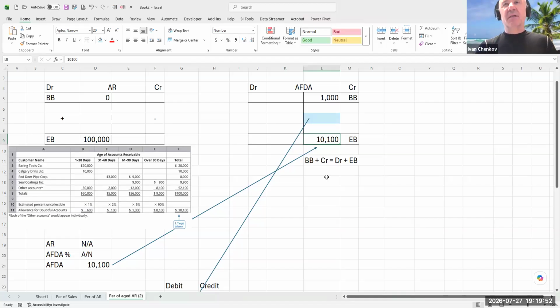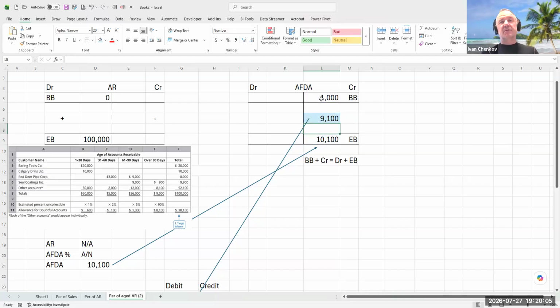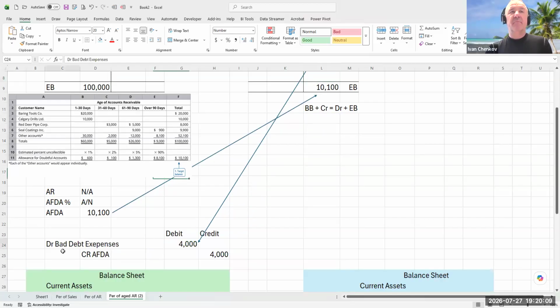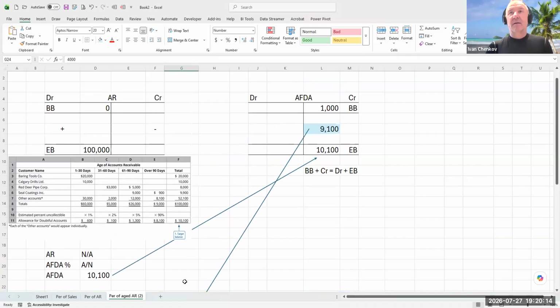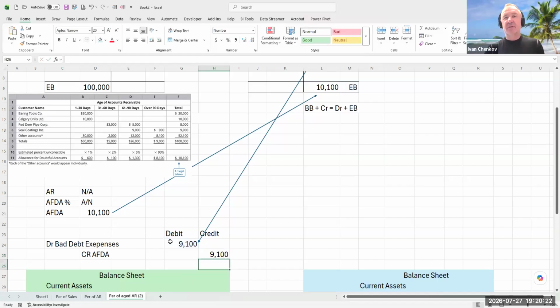Once we come up with $10,100, we plug it in as the ending balance. Once we plug it in as the ending balance, we can make this calculation, which will be equal to this one plus the debits minus the beginning balance. In this case, it's going to be $9,100. So our journal entry should be bad debt expense for $9,100 and allowance for doubtful accounts for the same amount of $9,100, since we know that we have to be in balance.